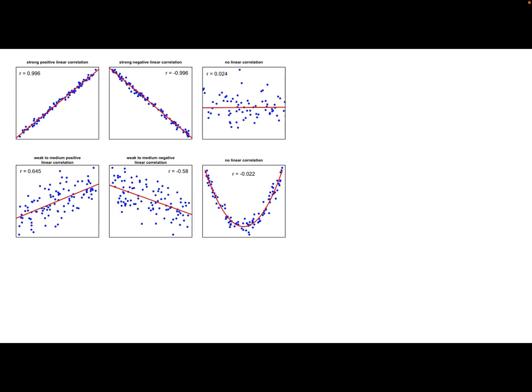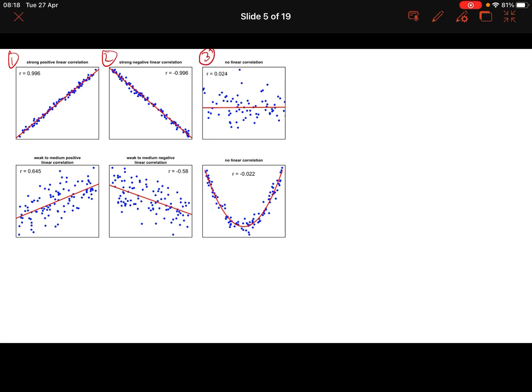Okay? So here we've got some different types of relationships. Now, let me just number them: 1, 2, 3, 4, 5, 6. Okay? Now, we can clearly see that the first one is strong positive.